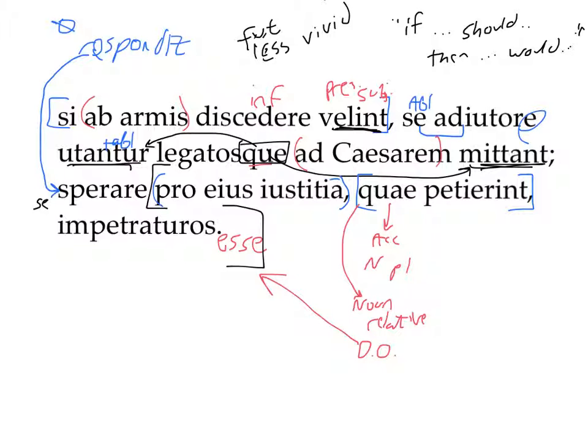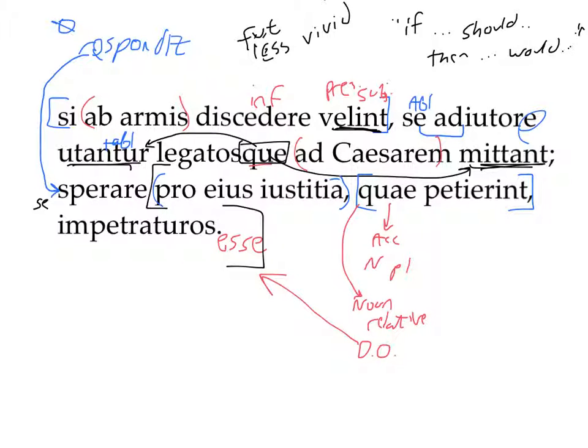So, remember to listen for that future less vivid condition up there, and you'll hear it when I say the should-would. It'll be good. And we remember he responds that if they should wish to withdraw from their arms, they would use him as an advocate, and they would send legates to Caesar. Gapping in, he responds that he hopes from his justice, eius being Caesar's justice, they would obtain the things which they sought.